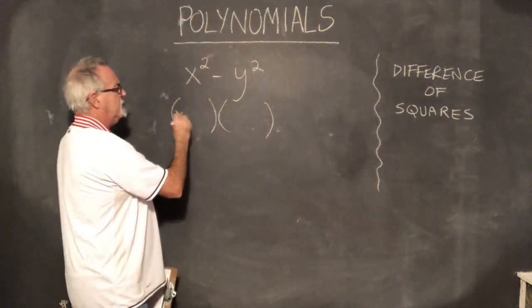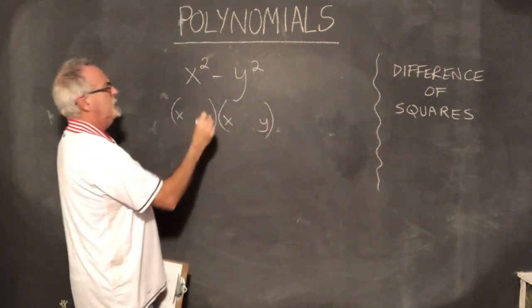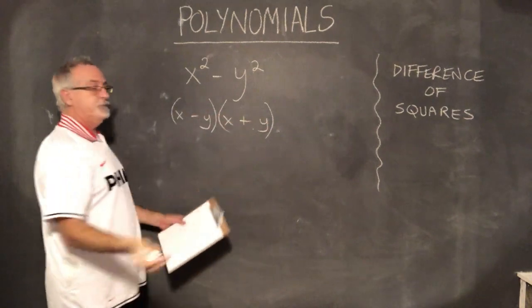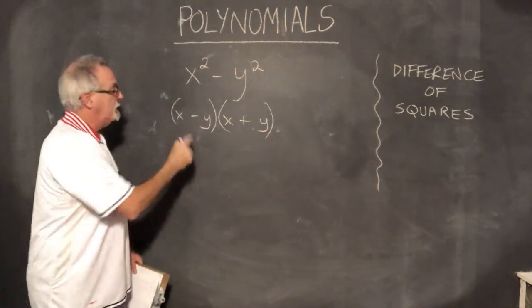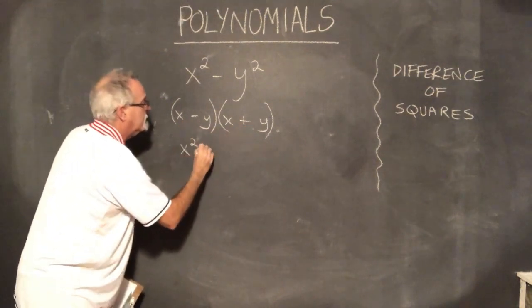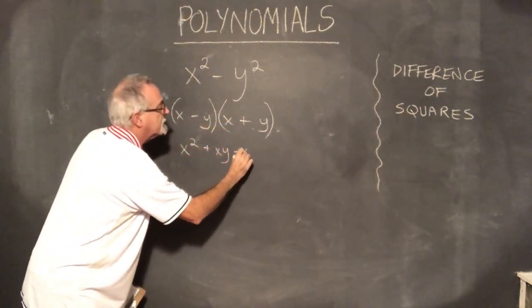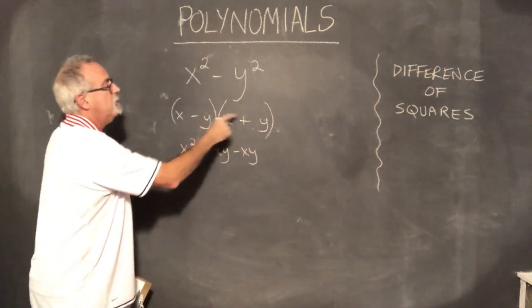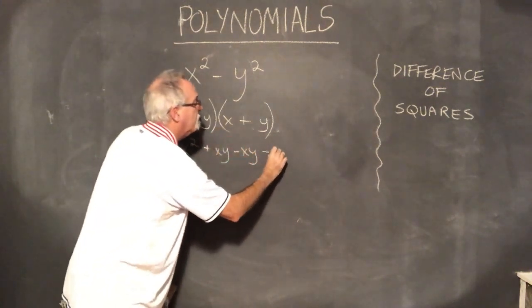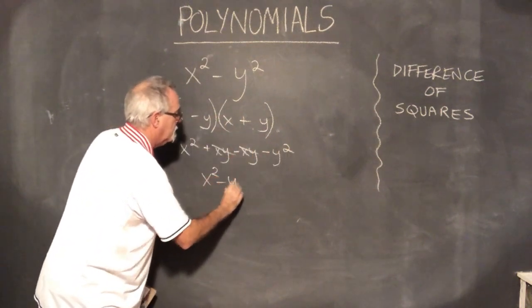Square root of x squared is x. Square root of y squared is y. One minus, one plus. FOIL. X times x is x squared. X times y, that's xy. Negative y times x, that's going to give negative xy. And negative y times positive y is going to give negative y squared. These cancel, yes it worked, x squared minus y squared.